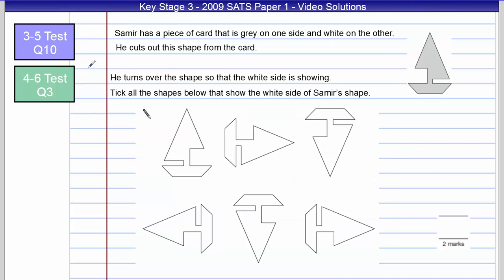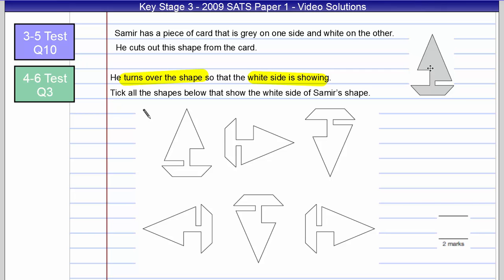Question 10 on the 3-5 test, or question 3 on the 4-6 test. Samir has a piece of card that is grey on one side and white on the other. He cuts out this shape from the card. He turns over the shape so that the white side is showing. Okay, that's a key bit that some people sometimes miss on this question, that he turns the shape over so the white side is showing. Tick all of the shapes below to show the white side of Samir's shape.